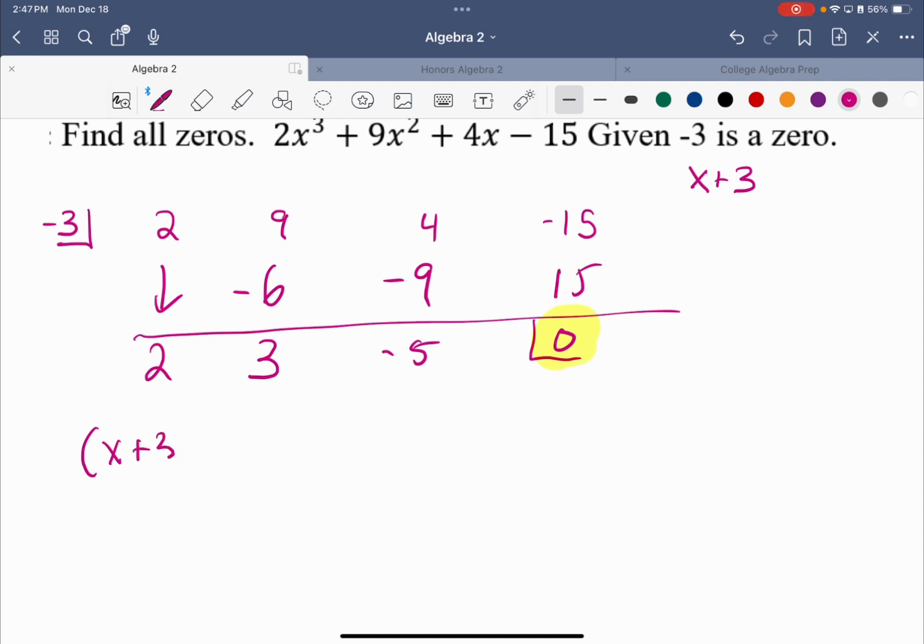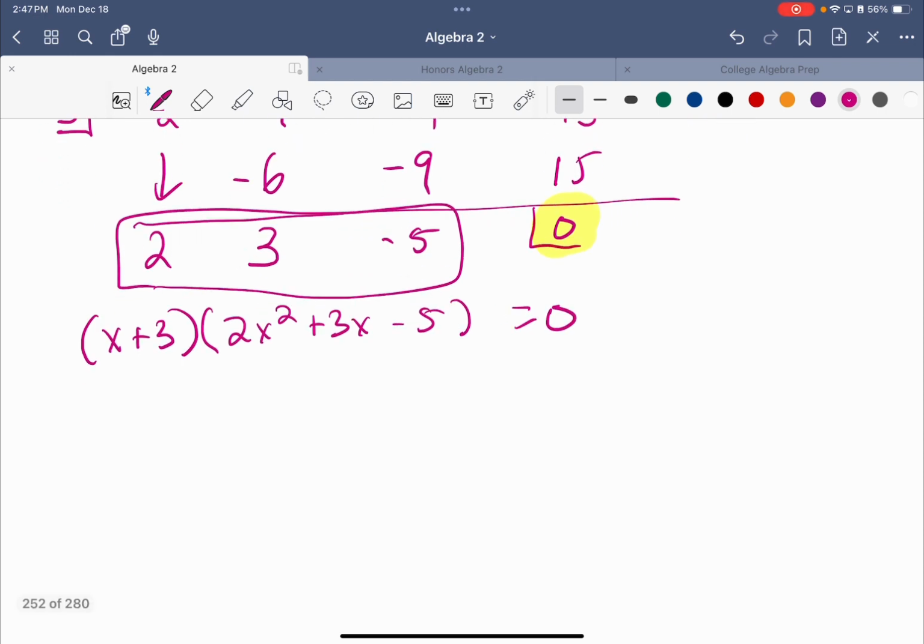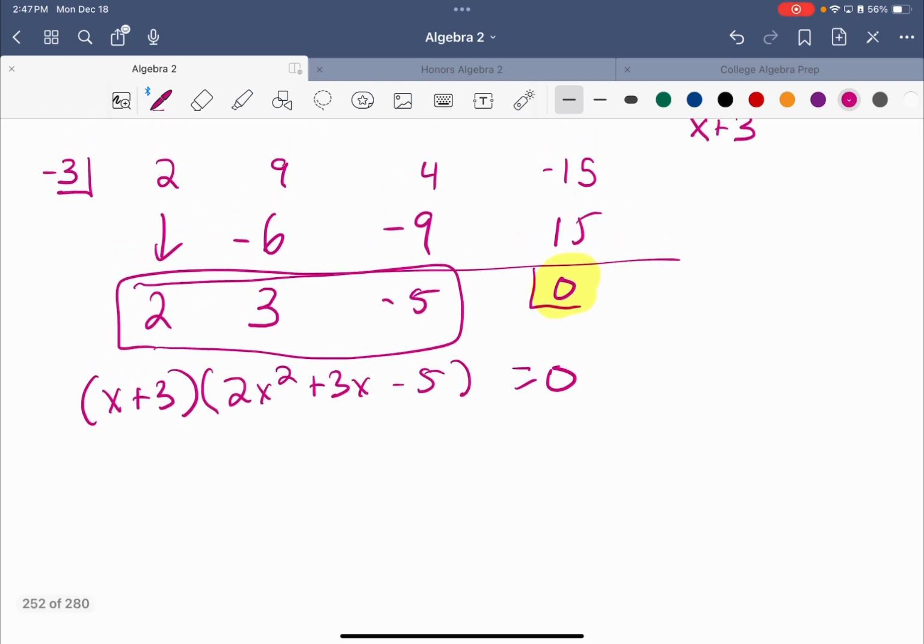Our factors are x plus 3, which they gave us. And then our second factor is right there. So we started with cubed, so it's squared. And now we're going to use that to find our zeros. So the first 0, pretty straightforward. They already told us it's -3.